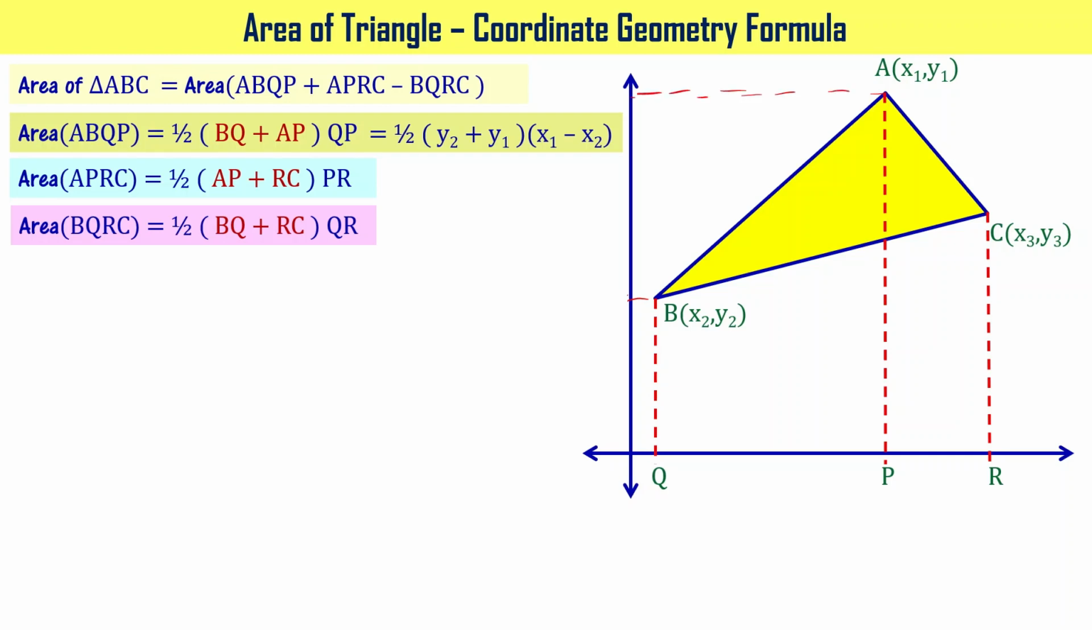Right? And QP is the distance between point P and point Q, that is x2 minus x1. So now you get the area of ABQP as half times (y2 plus y1) times (x1 minus x2), right?